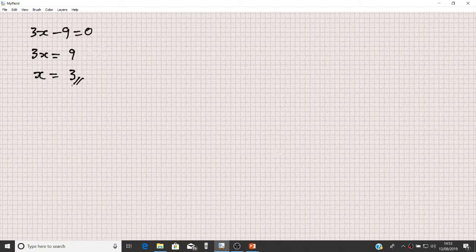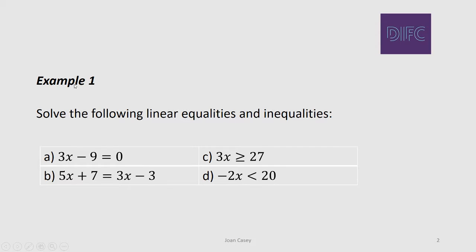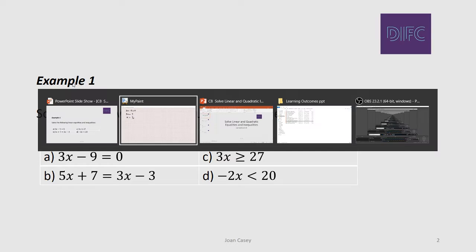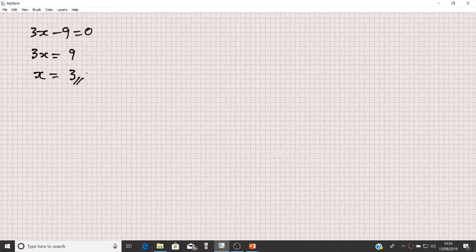Okay, we'll just skip back and have a look at the second equality. So the second equality is B, 5x plus 7 equals 3x minus 3. And we'll just skip across and have a look at that one. So we'll call this one B, and we have 5x plus 7 equals 3x minus 3.